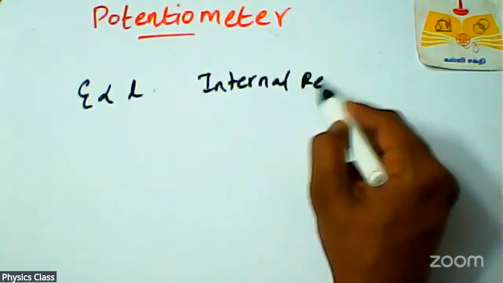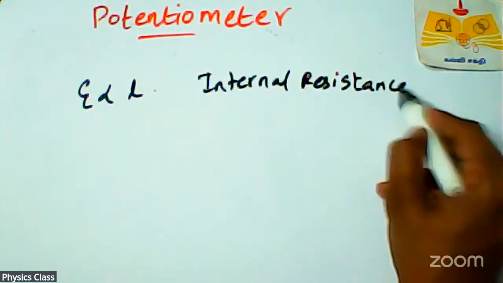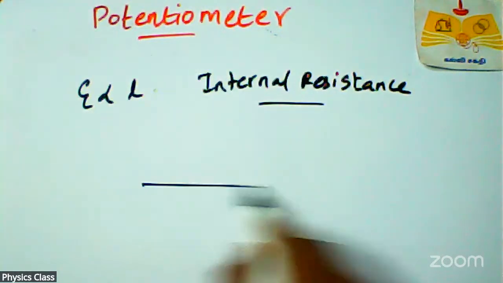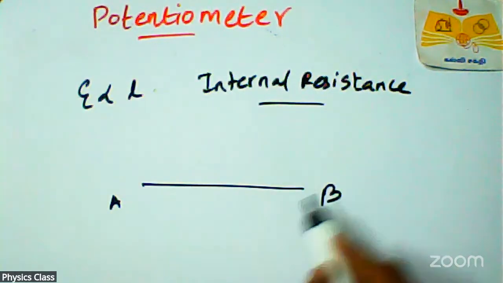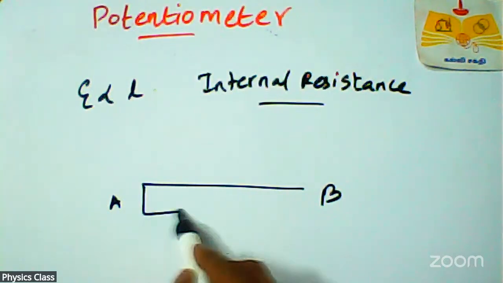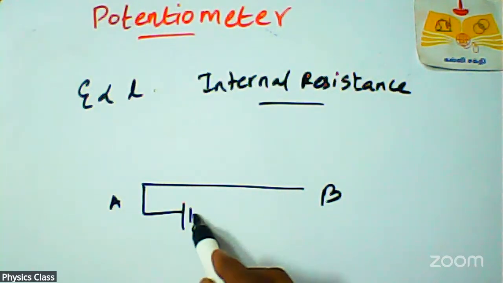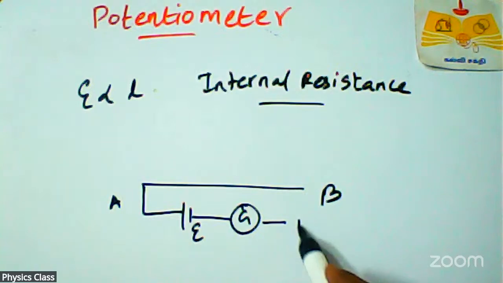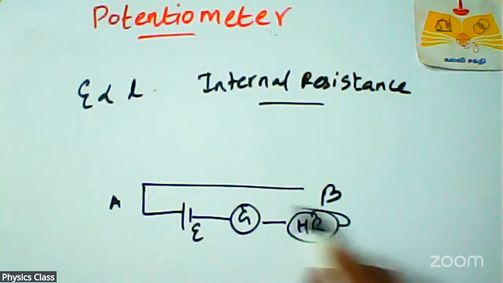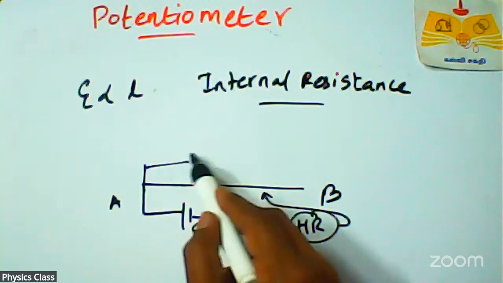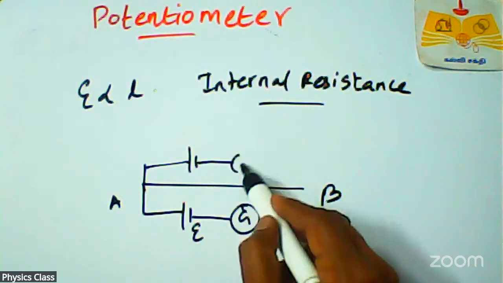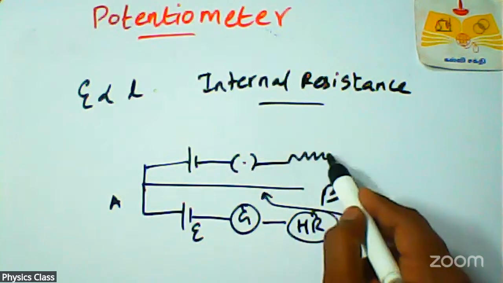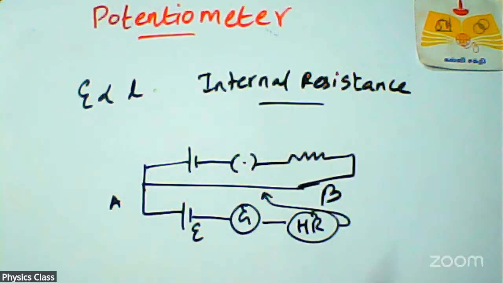internal resistance of the cell, the circuit is like that. A, B. So a galvanometer, okay, and a high resistance for checking. So here also there is one battery, key, rheostat. This is the basic diagram for measurement of internal resistance of the cell.